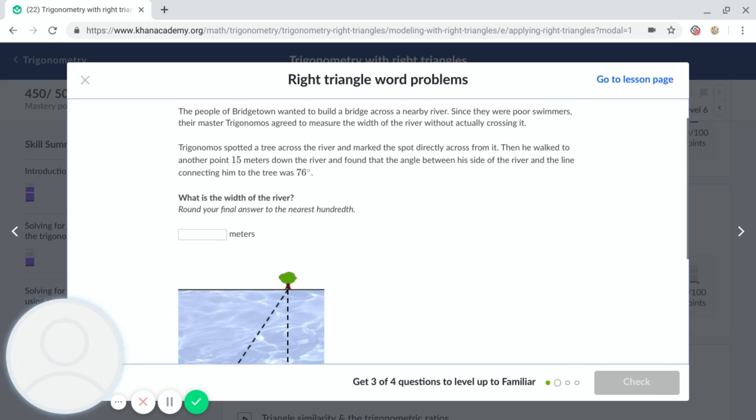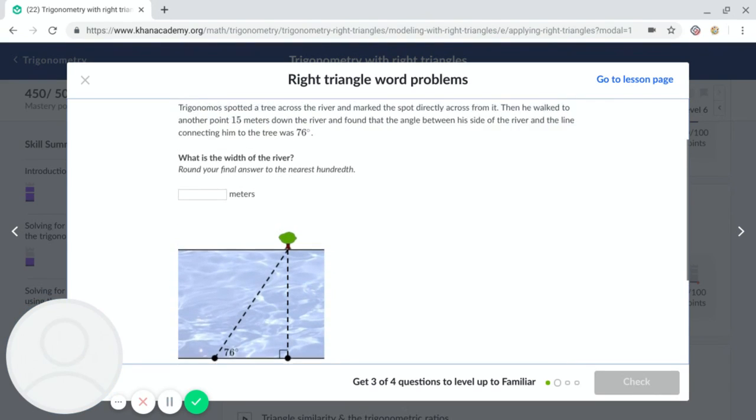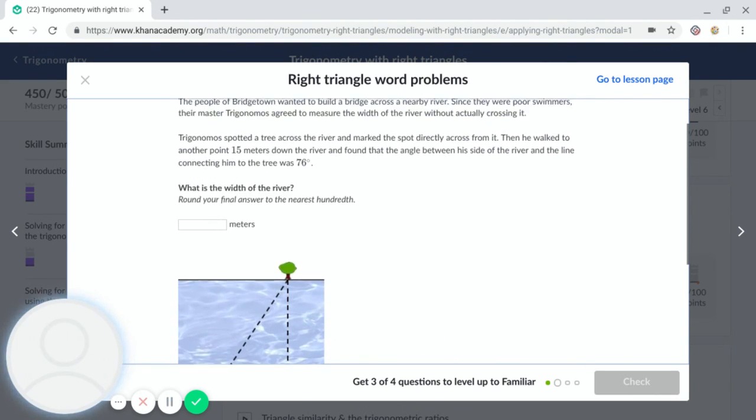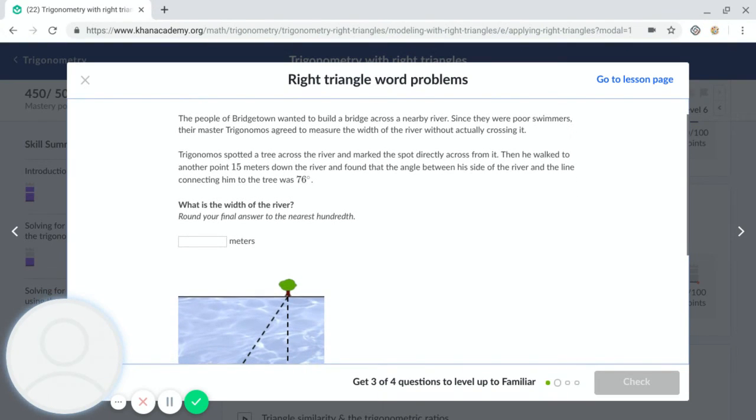The people of Bridgetown wanted to build a bridge. Wait a minute. If this is Bridgetown, why do they need a bridge if they should already have bridges? Whatever. Bridgetown wanted to build a bridge across a nearby river.